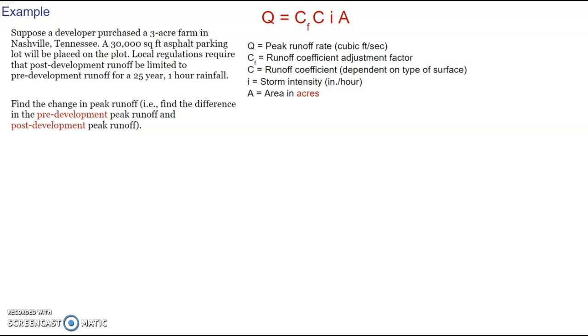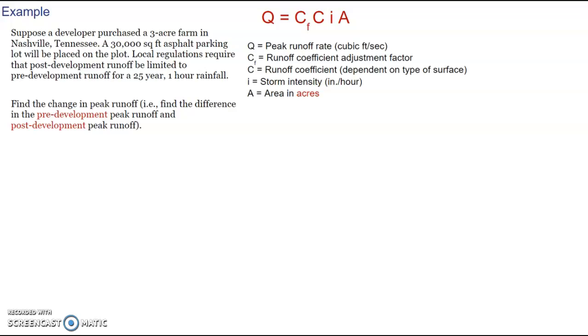Okay, so let's look at an example of stormwater runoff. For this example, we're going to suppose a developer purchased a 3-acre farm in Nashville, Tennessee, and a 30,000 square foot asphalt parking lot will be placed on the plot. Local regulations require that post-development runoff be limited to pre-development runoff for a 25-year, 1-hour rainfall.